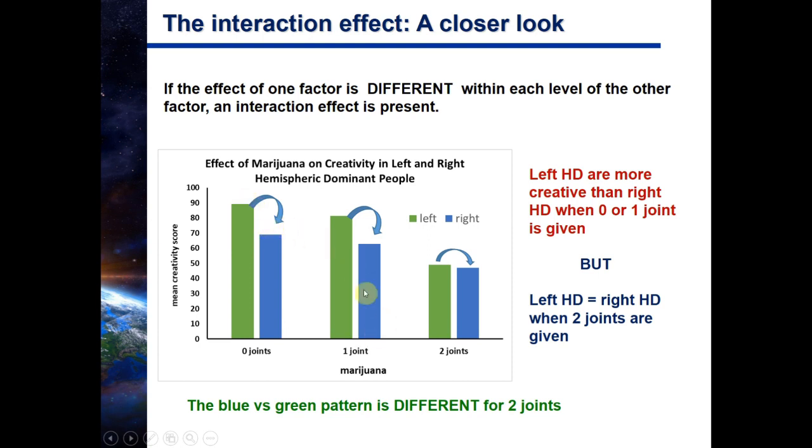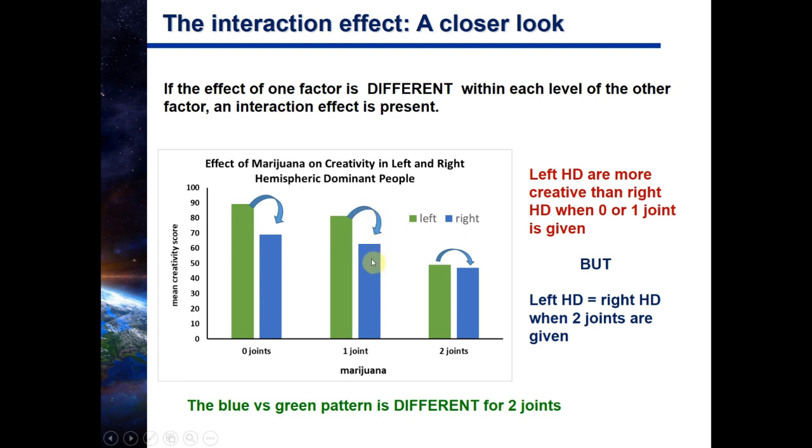Now we're going to look at the 1 joint group. Is there an effect of hemispheric dominance? In other words, is left different from right? And the answer is yes. And now we have to look and see, well, is it by about the same amount? So again, the difference, this was, let's say, about 80, and this is about 60, maybe 65. So again, we're looking at about a 15 to 20 point difference.